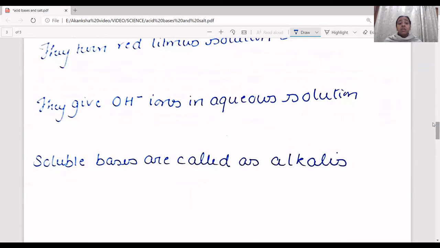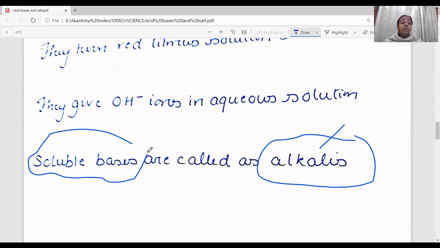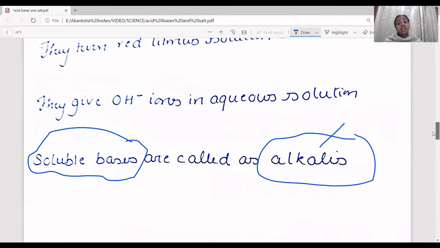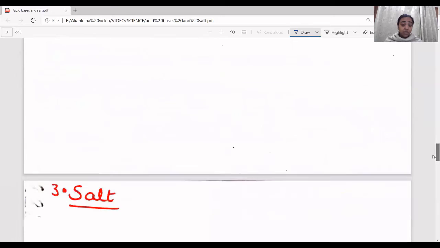One more thing is when you dissolve a base into a solution, that soluble base is called an alkali. Now that is very important. Alkali is a form of base, and you can say that an alkali is a soluble base. So always remember what alkalis are. Alkalis are soluble bases, and what are bases? Bases are bitter in taste, and they release OH minus ions in the aqueous solution, right?